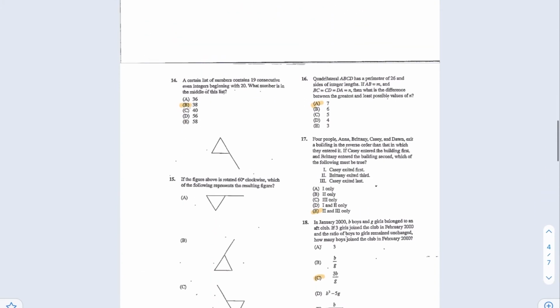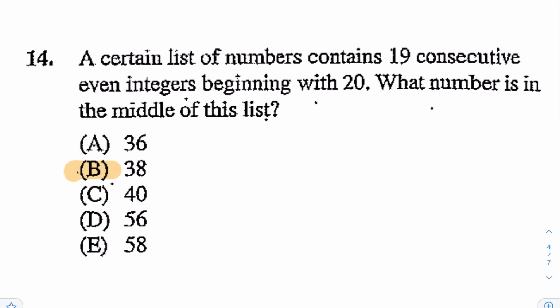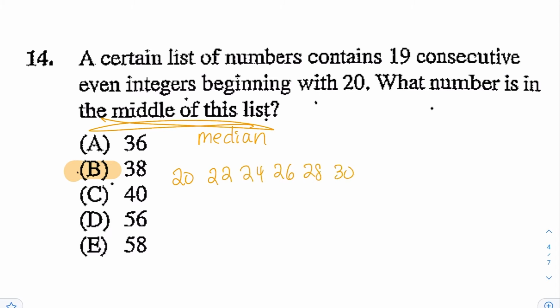All right, next for number 14, a certain list of numbers contains 19 consecutive even integers beginning with 20. What number is in the middle of this list? So number in the middle means median. So to figure out the median, you can just list out the numbers and then just get the number in the middle. So you start with the number 20, and then you have 22, 24, 26, 28, 30.